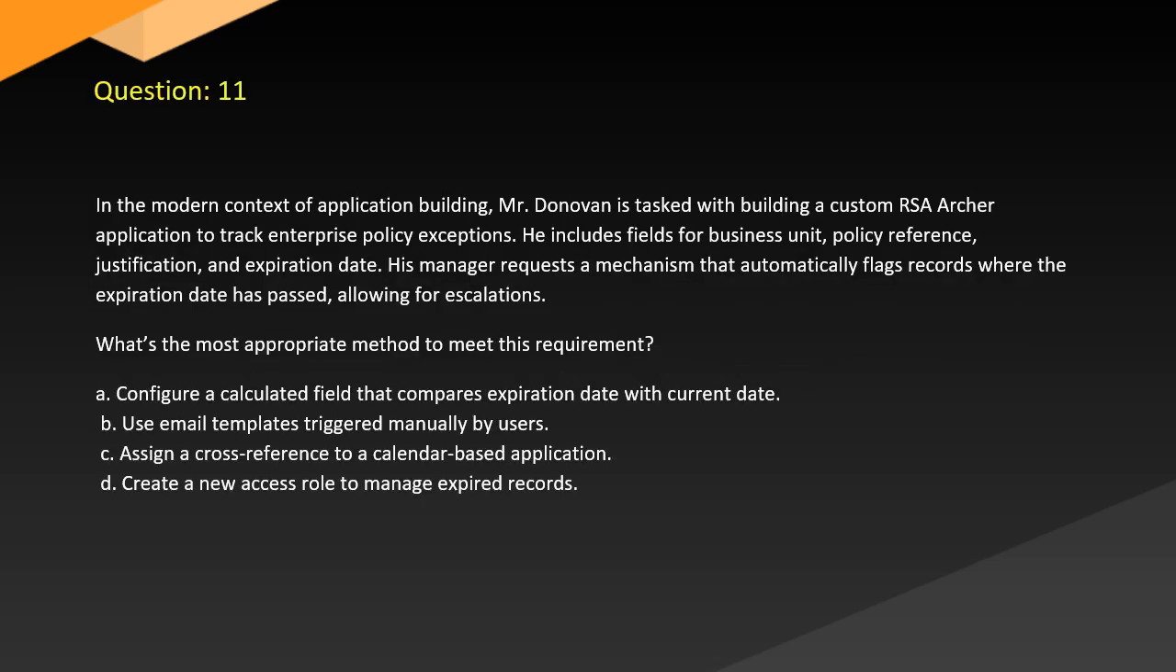Question 11. In a modern context of application building, Mr. Donovan is tasked with building a custom RSA Archer application to track enterprise policy exceptions. He includes fields for business unit, policy reference, justification, and expiration date. His manager requests a mechanism that automatically flags records where the expiration date has passed, for escalations. What's the most appropriate method to meet this requirement?